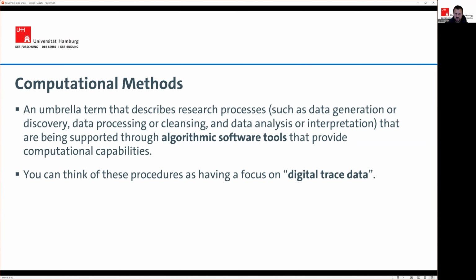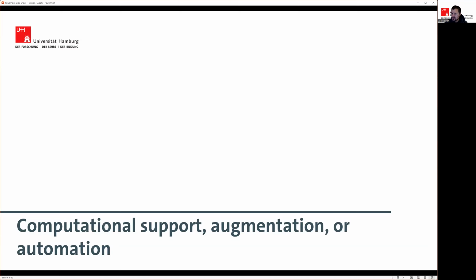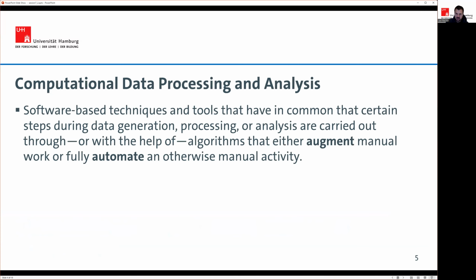In this video lecture, we will discuss different forms of computational methods that either support, augment, or automate research processes. So what we mean here are software-based techniques and tools that have in common that certain steps in the research process, data generation, processing, and or analysis, are carried out through or with the help of algorithms that either augment or fully automate an otherwise manual activity in research.